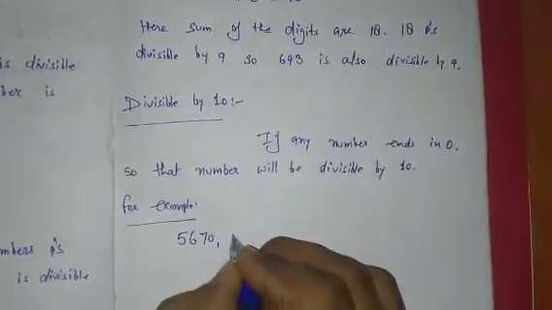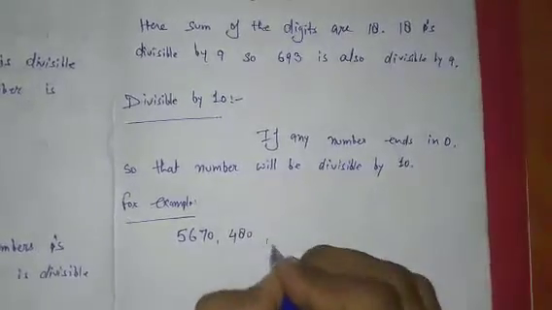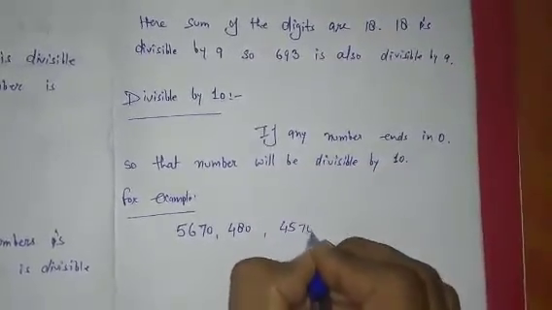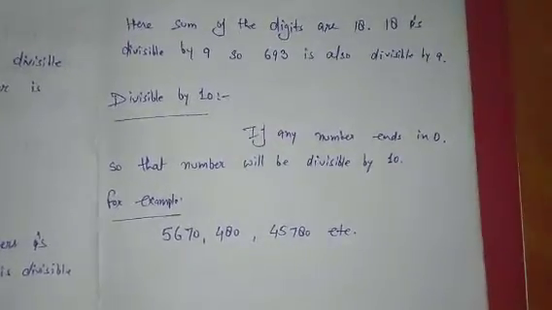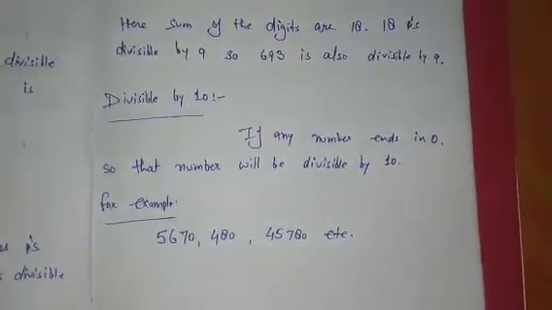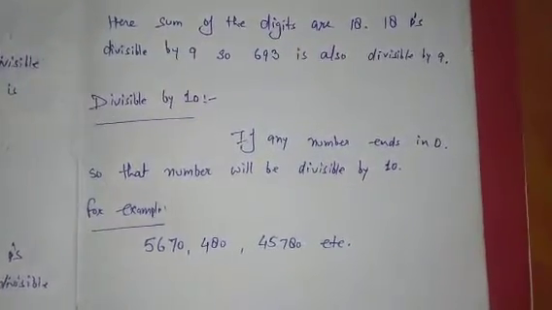5670, 480, 45,780, etc. Clear, students? So these are the methods by which you can check that type of number without applying the division.